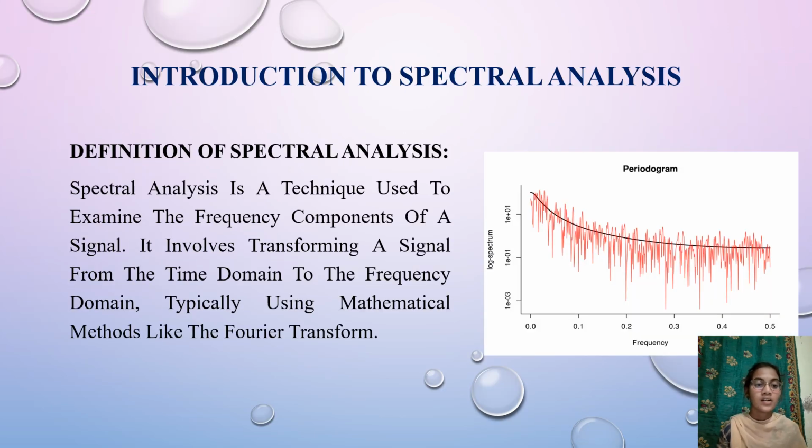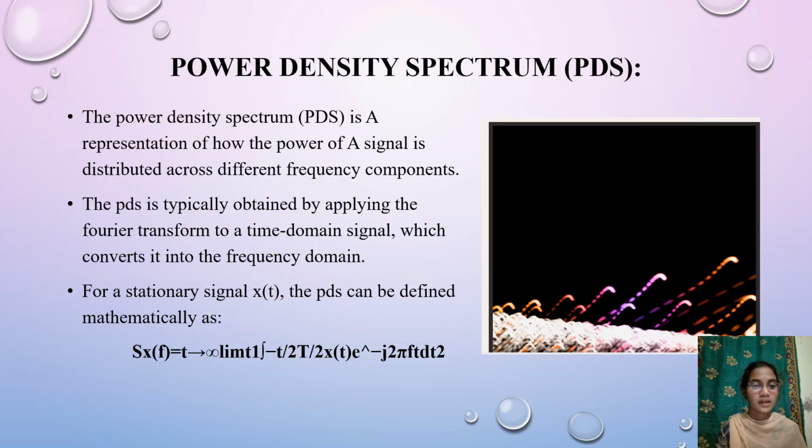Before going into the topic, let me explain the definition of spectral analysis. Spectral analysis is a technique used to examine the frequency components of a signal. It involves transforming a signal from the time domain to the frequency domain, typically using mathematical methods like the Fourier transform. And the power density spectrum is a representation of how the power of a signal is distributed across different frequency components. The power density spectrum is typically obtained by applying the Fourier transform to a time domain signal, which converts it into the frequency domain.